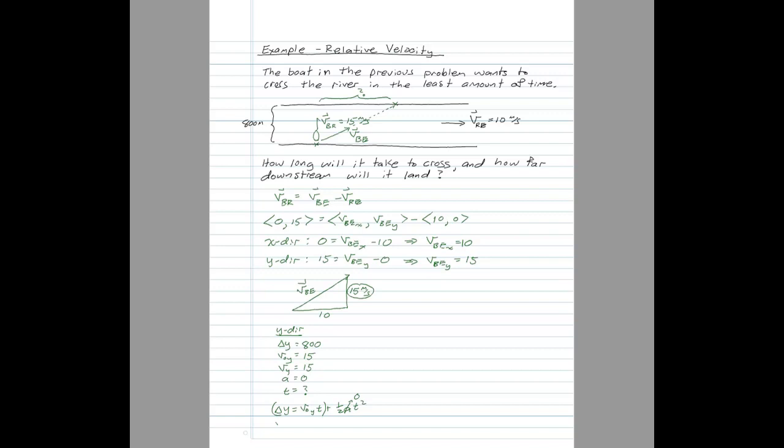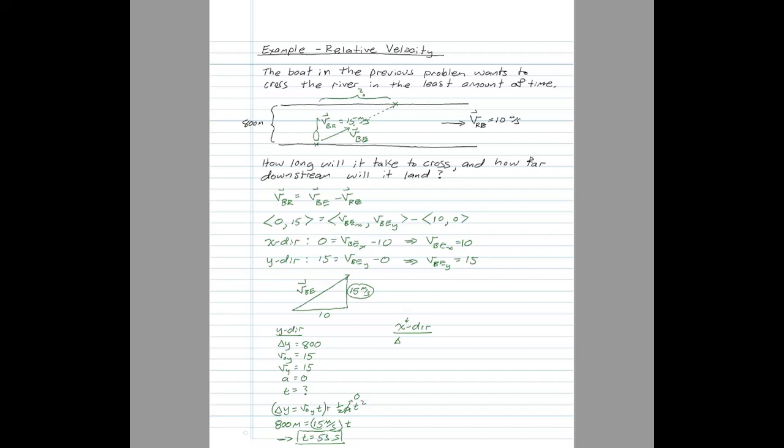Anyway, now we can just plug in the numbers. So delta y is 800, and the velocity is 15 meters per second, and times time. So now we get the time is equal to 53 seconds. So there's the first answer. It takes 53 seconds to get across. So now, how far downstream? That is motion in the x direction, so we'll do kinematics in the x direction.